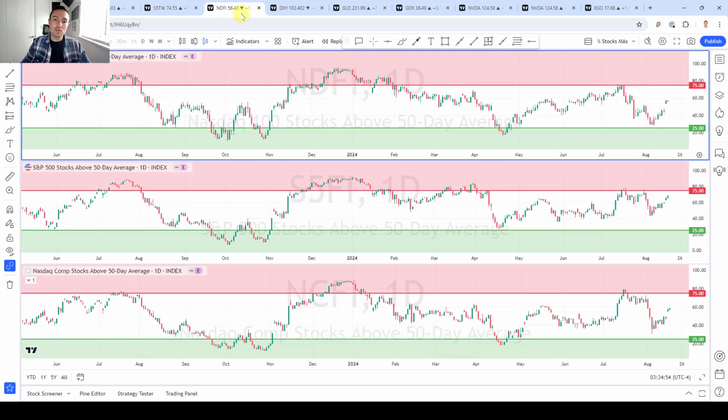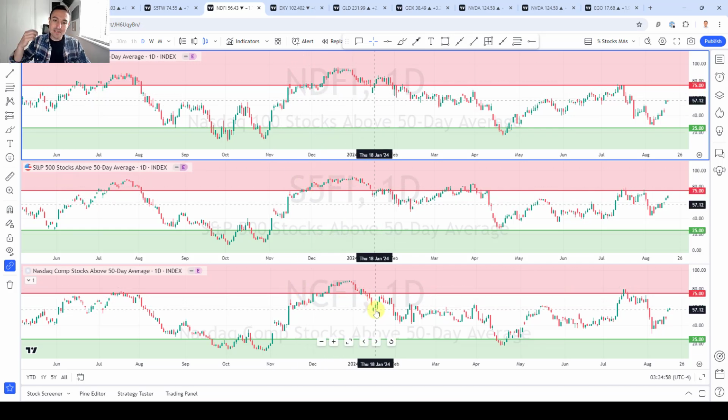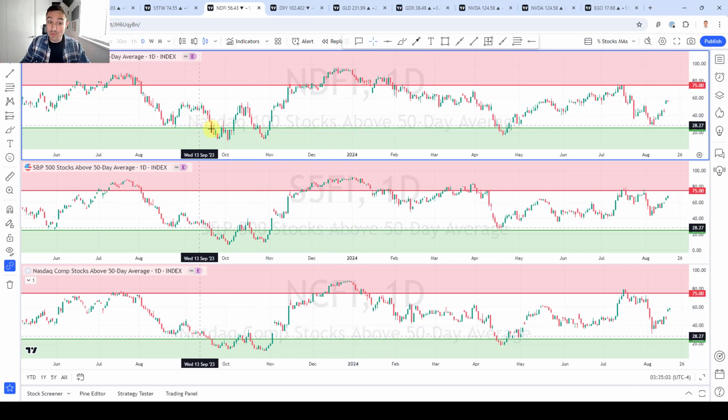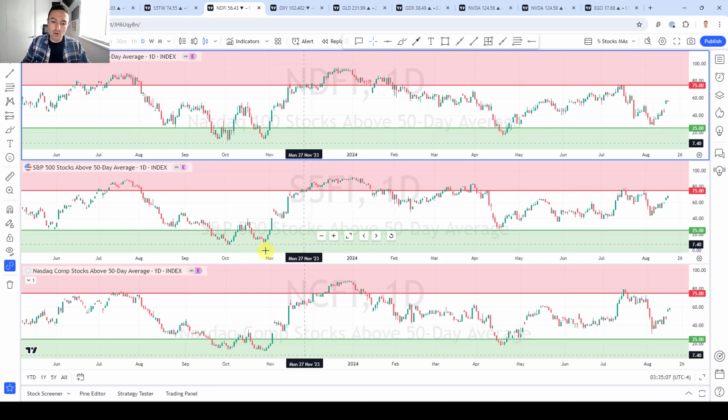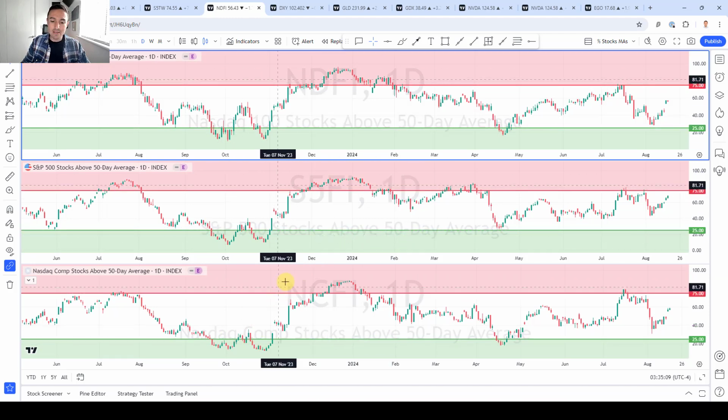If we now go on to the NDFI, the S5FI and NCFI, this is the percentage of stocks above their 50-day moving average for these key indexes. So NASDAQ 100, S&P 500, and the NASDAQ.com. I got a couple of questions on how I set these levels up. There's no shortcut to do it. Basically, I do it like this.